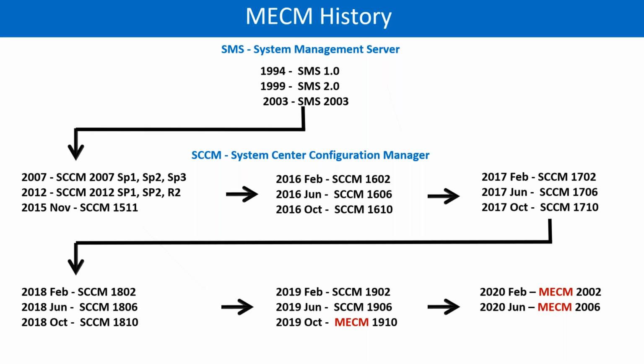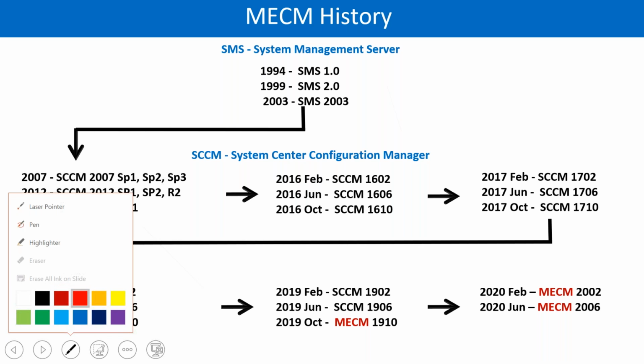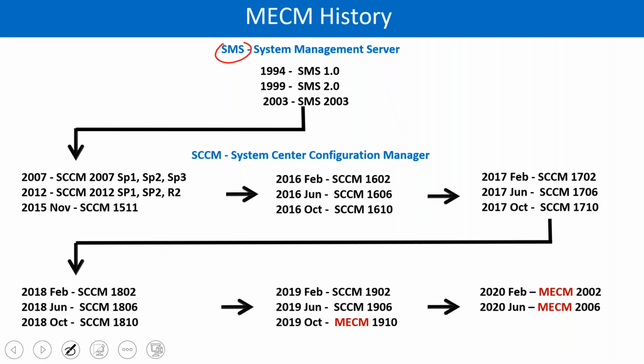SCCM history: when this product started. SCCM started in the year 1994, and the name of this product was SMS. The old name of SCCM was SMS, System Management Server. These are the earlier versions released, and then Microsoft changed the name from SMS to SCCM, System Center Configuration Manager. Microsoft released SCCM 2007, SCCM 2012, SCCM 1511. So 1511 is what? 15 is the year and 11 is the month, so November 2015.